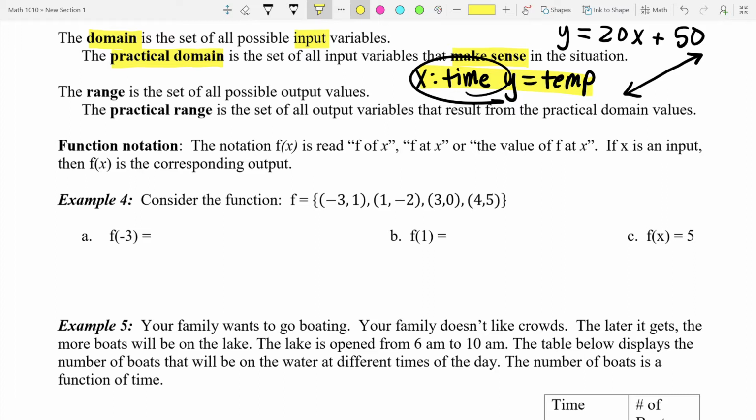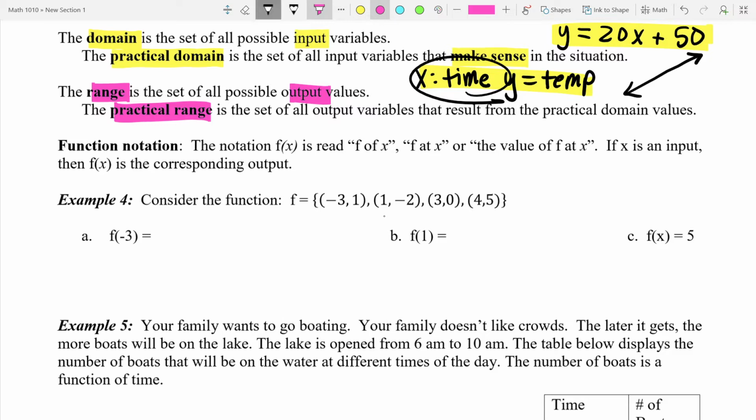A negative works for the equation. It's part of the domain. But when you think about it practically, what it stands for, negatives do not make any sense at all. Who's with me? Raise your hand. Okay, don't forget that. That's easy, right? It's a confusing point for people. I don't know why. Range is the same idea, guys. Range is what comes out. You guys know that goes on the y-axis, right? The practical range is what makes sense.